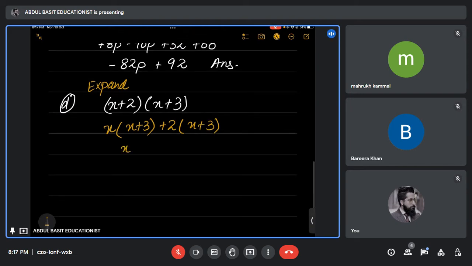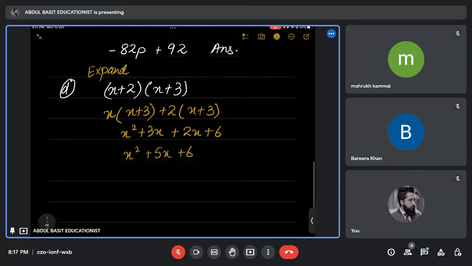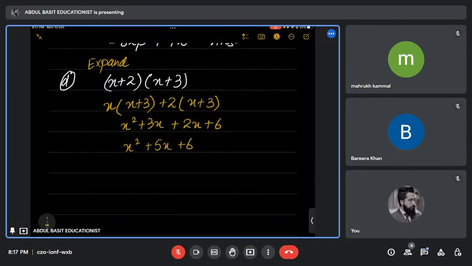So x into x is x squared, because in indices we've studied that if the bases are the same, we can add the powers. So x times 3 is plus 3x, plus 2 into x is 2x, plus 2 threes are 6, so plus 6. So the answer is x squared plus 5x plus 6. Beta, I hope you're getting it. Okay. Is it easy, beta?